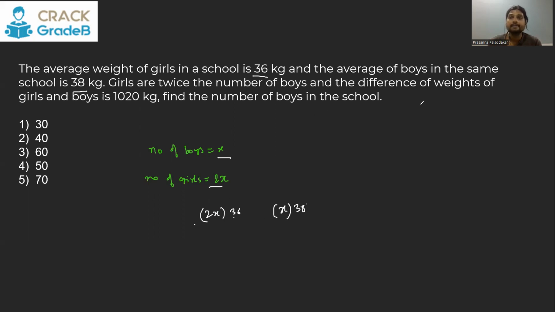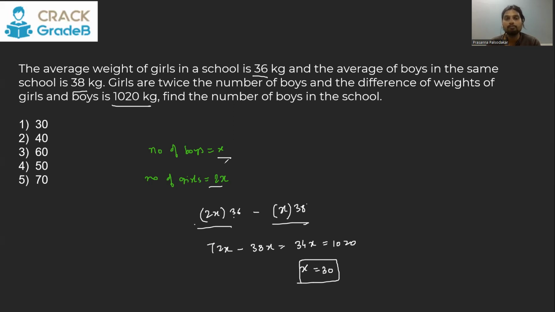It says the difference between the weights of boys and girls is 1020. This is the total weight of girls, 72x. This is the total weight of boys, 38x. The difference here is 34x, which is given as 1020. So just solve this. X is going to become 30. That means the number of boys is 30. So a general question you can solve with the help of an equation as well.